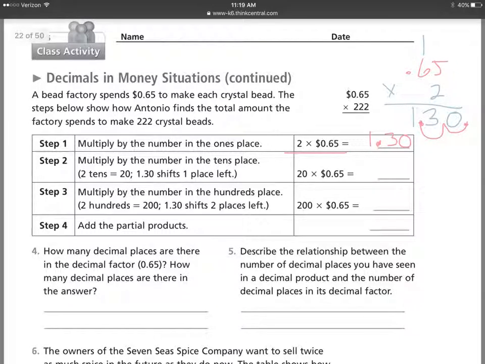So we're going to do the same thing for step 2, except now we're multiplying 20 times 65, which is almost exactly the same as the original problem. So I'm just going to add a 0 here.